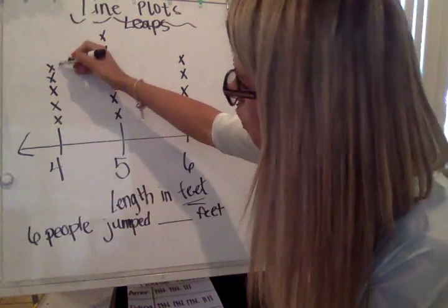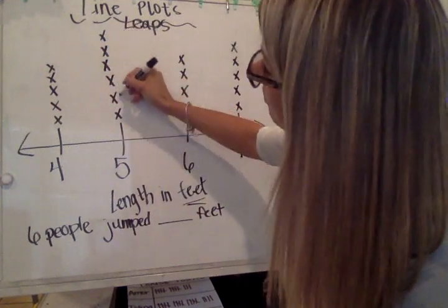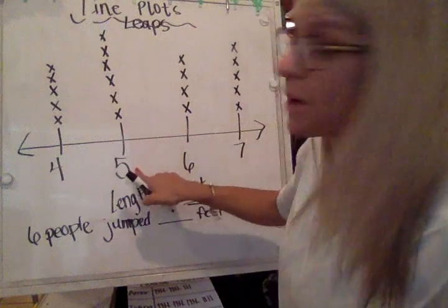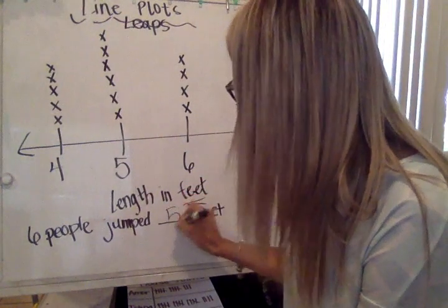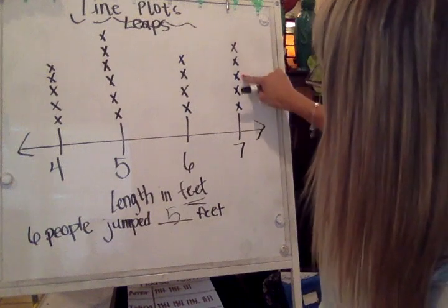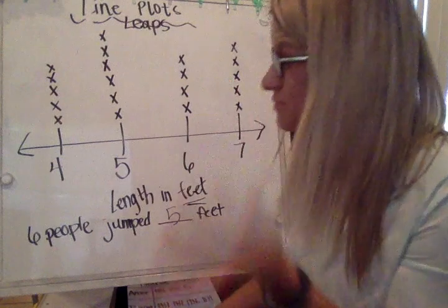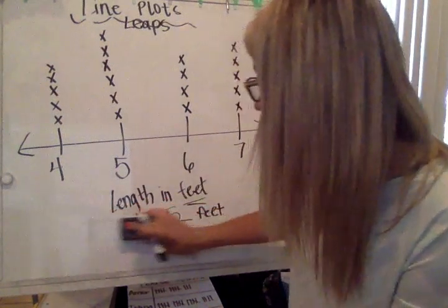So this number 5 has 6 people represented. 1, 2, 3, 4, 5, 6. 6 people are represented in the 5-foot category. This one only has 4. 1, 2, 3, 4, 5. Then 7 has 5 people represented. So sometimes that can get a little bit confusing.